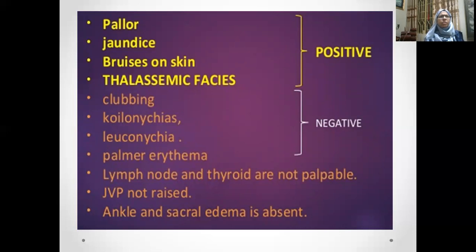On general examination, what you are supposed to get in thalassemia: there is pallor, mild to moderate jaundice, and thalassemic facies are very important. Bruise in the skin you may get in case of hypersplenism when the platelet count is reduced. Otherwise, there is no clubbing. In thalassemia, koilonychia is absent, leukonychia absent, palmar erythema absent, lymph nodes are not palpable, JVP will be normal, and edema absent.